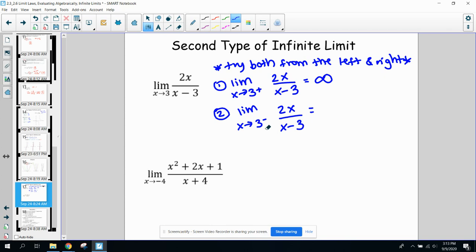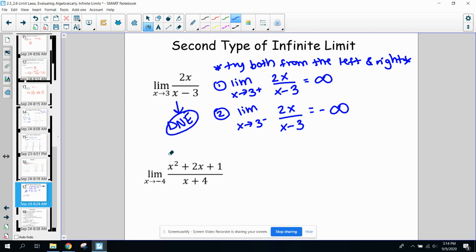If I pick a number that's closer to 3, like 2.5, I get 2 times 2.5, which is 5, and then I get 2.5 minus 3, which is negative 0.5. So I have negative 10. My values are getting more negative. I went from negative 4 to negative 10. So I have negative infinity. Now the limit from the right and the left don't match. So the overall limit is actually going to be does not exist, because the left and right limits don't match.